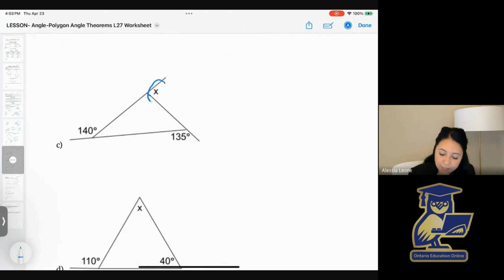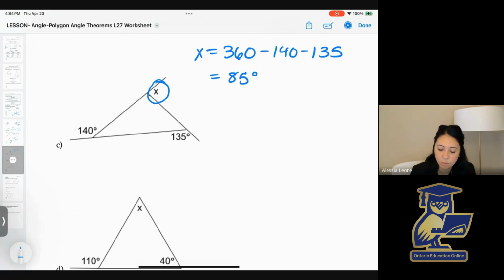This is looking for an exterior angle. Our theorem from before is exterior angles all equal 360. So knowing that theorem, we can use subtraction to find our missing angle. They all should be 360. Let's take away the ones we have to find what our last one should be. So I did 360 minus this 140 minus that 135 to give us what x should be. X should be 85 degrees.